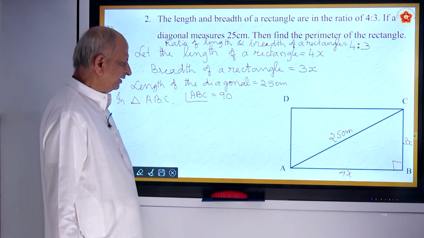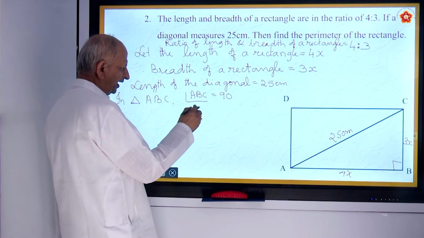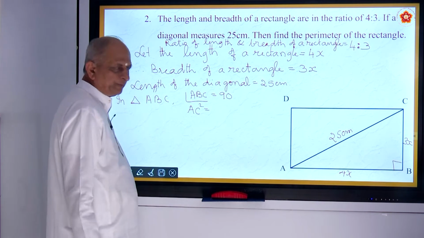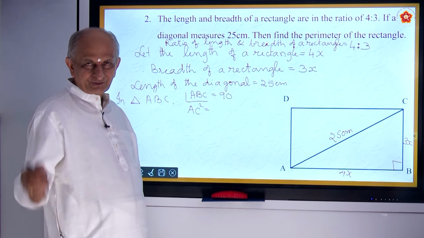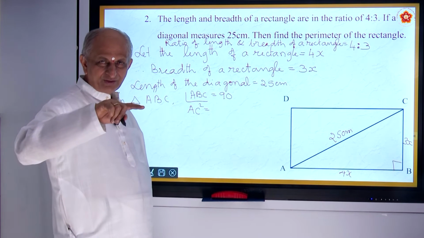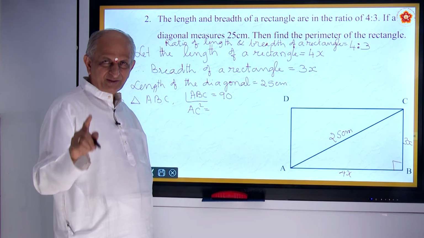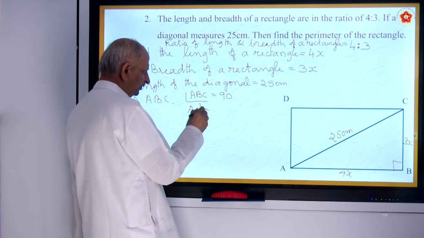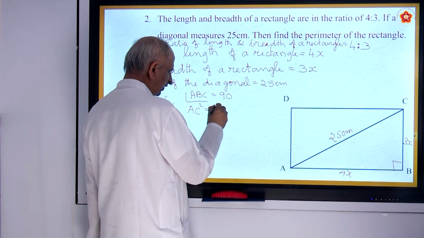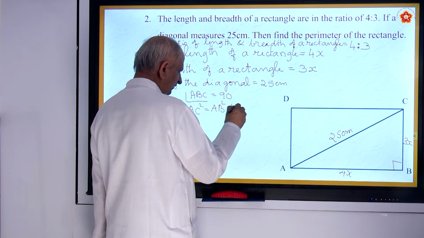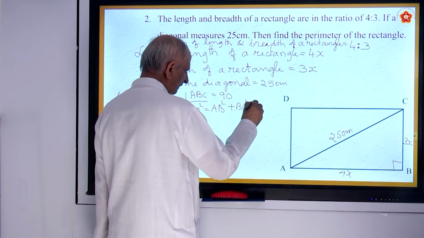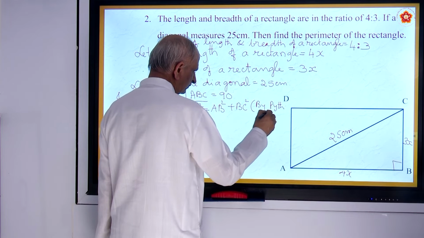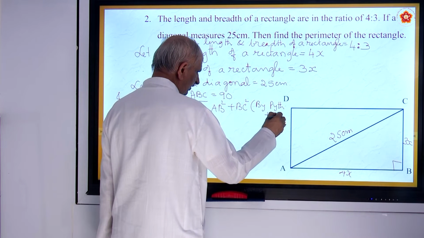And what is AC called? Hypotenuse, correct? So we will write it as AC square is equal to, come on, use Pythagoras theorem. The square on the hypotenuse is equal to the sum of the squares of the other two sides. So if AC square is the hypotenuse, the other two sides are AB and BC. That is by Pythagoras theorem, which you have studied in class 7.